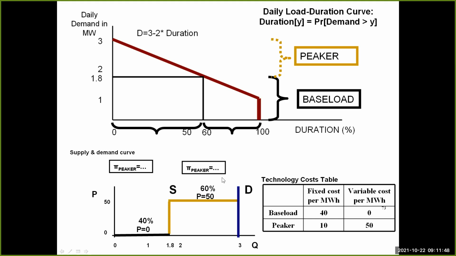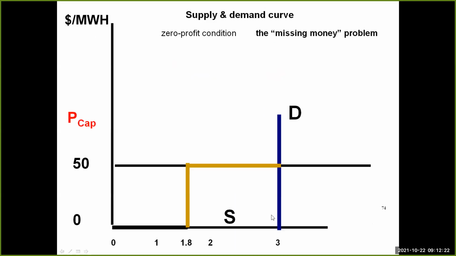Now, if the demand is anywhere here, the peaker runs. He gets 50 paid. The price is 50. His variable cost is 50. But how is he then going to recover his fixed cost? Profits are 0. But if the money they make when they're running is always 0, how are they going to recover their fixed cost? This is a bit of a puzzle. So this is what we call the missing money problem.